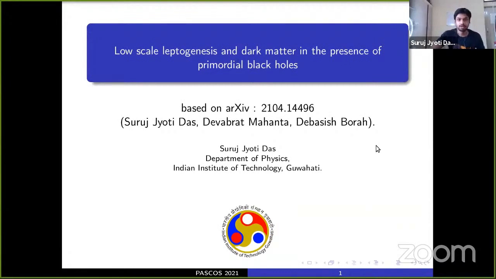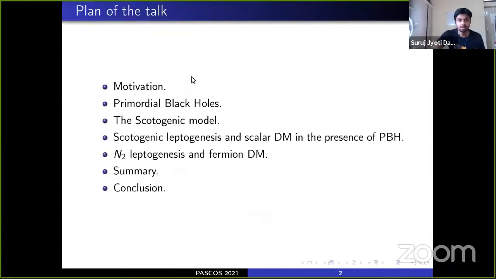So first of all, I'd like to thank the organizers for giving me the opportunity for this talk. The title of my talk is Low-Scale Leptogenesis and Dark Matter in the Presence of Primordial Black Holes. It is based on recent work done with Devabrat Mahanta and Dr. Debasish Borah. So this is the plan of my talk.